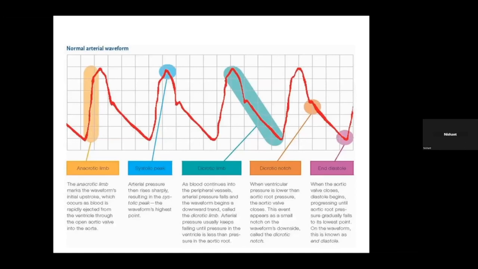So this is the normal arterial waveform. This has an anacrotic limb, which indicates the blood ejection from the left ventricle to the aorta. And we have a systolic peak, which is the highest point of the anacrotic limb. This gives the systolic blood pressure recording, and the dicrotic limb, the dicrotic notch, which indicates the closure of the aortic valve, and the end diastolic pressure, which is the lowest point of the dicrotic limb. This gives the diastolic blood pressure.